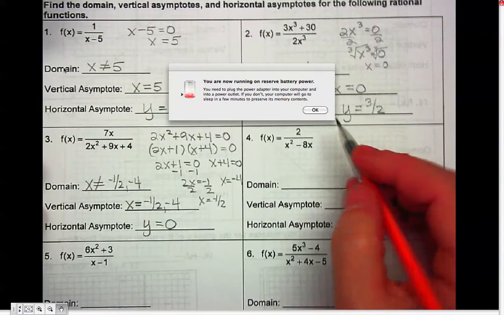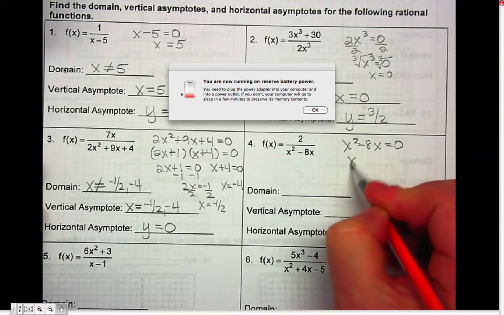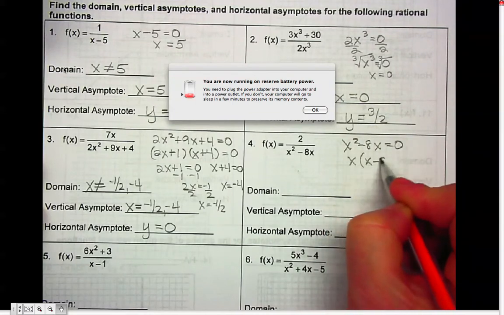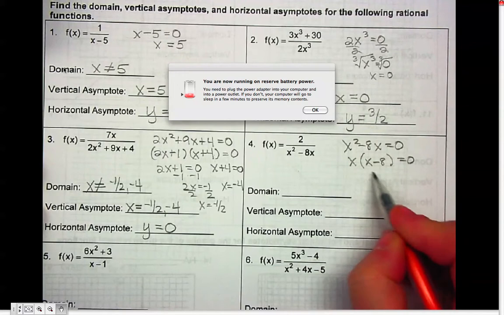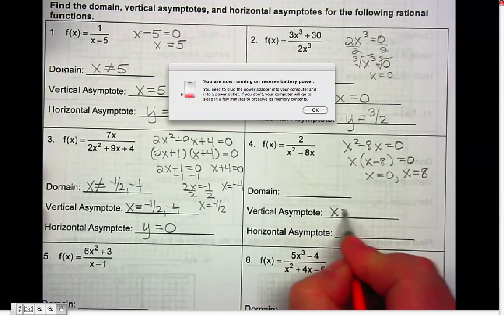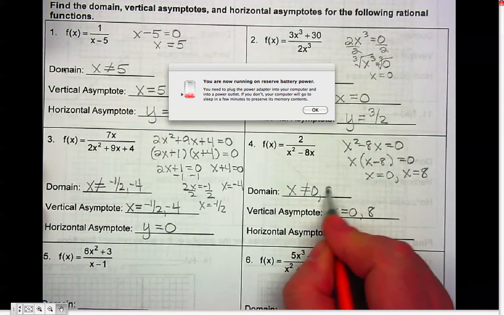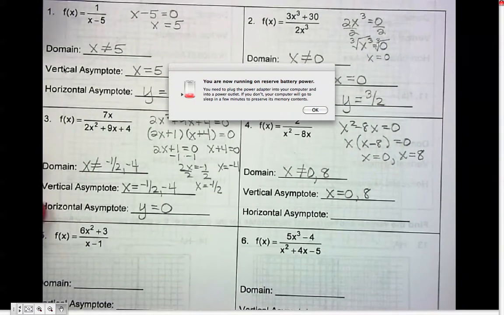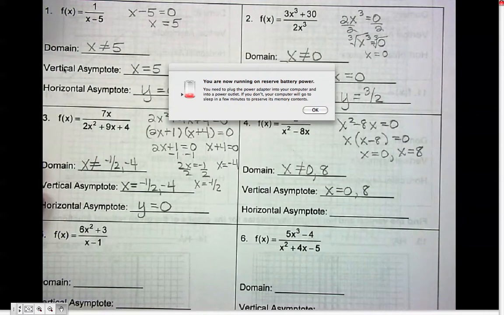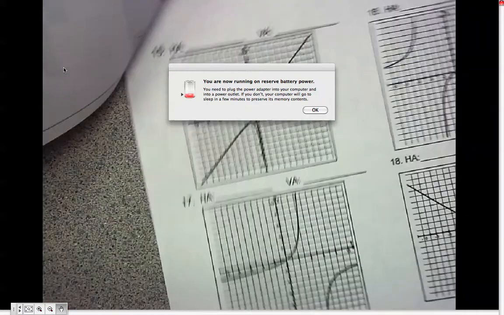Right, does anybody remember how to factor this one? X times x minus 8. Good. Factor an x out. You get x parentheses, x minus 8. Set each one equal to 0. So x equals 0 and x equals 8. Domain, x cannot equal 0 or 8. How about the horizontal? Y equals 0. Okay. All right. I'm going to let y'all continue, but I do want to skip over to number 13.